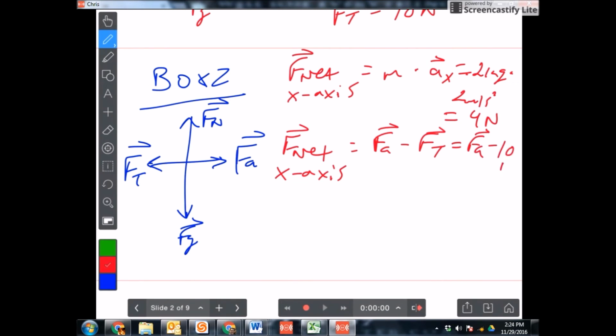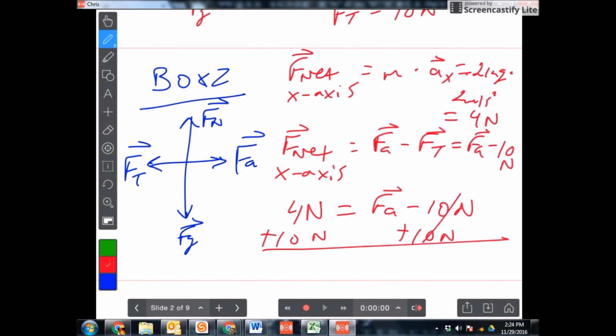Okay, so I'm going to go ahead and put that in there. So I'm going to be able to say then that 4 newtons is equal to force applied minus 10 newtons. How can I solve for the force applied? Add my 10 newtons to both sides. Okay. So the force applied then must be equal to 14 newtons. Okay. Yeah, we did. This was confirming that.